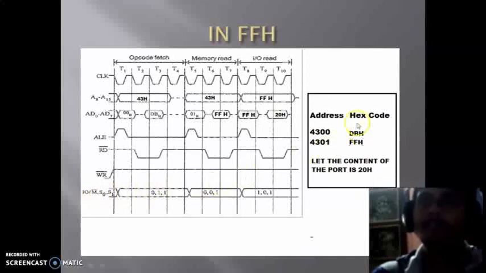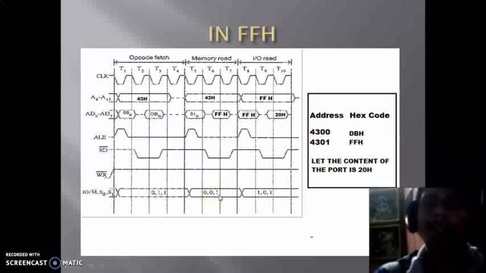Next we have to read the FFH that is stored in 4301. So the higher order address 43 will be placed on the higher order address bus, and 01 will be placed on the lower order address bus, and the data FF will be placed on the data bus. At that time the read operation will happen, so the read signal will be low, and otherwise no write operation is going on throughout the cycle, so the write signal will remain high. So here the status signal IO/M bar, S0, S1 will be 001.